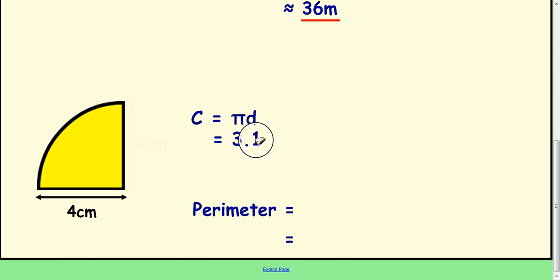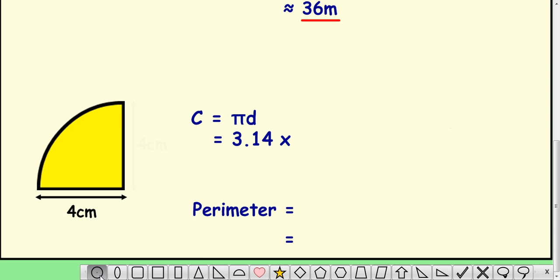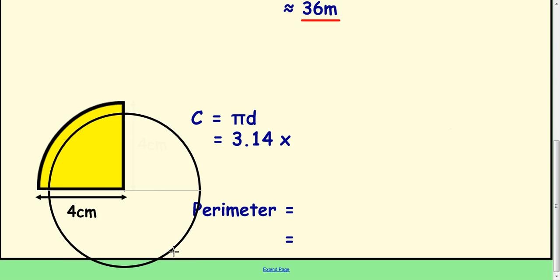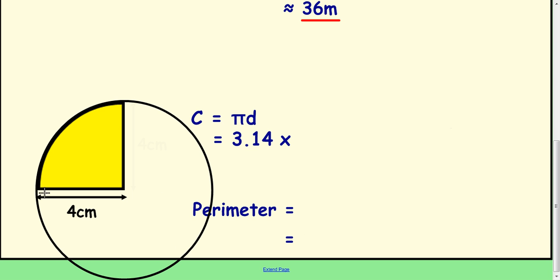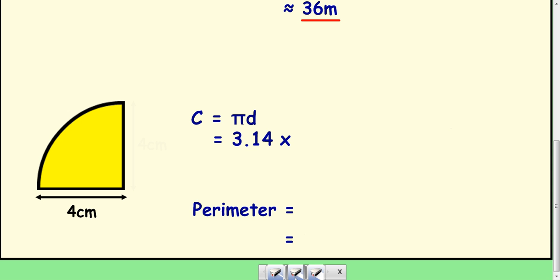So that's going to be 3.14 multiplied by, be careful here, because the diameter is not 4. Again, if you look at the full circle here, then from here to here is a radius, so the diameter is all the way across, so that's actually 8. That's a mistake people make. So it's 3.14 times 8, and get your answer in your calculator, 25.12.